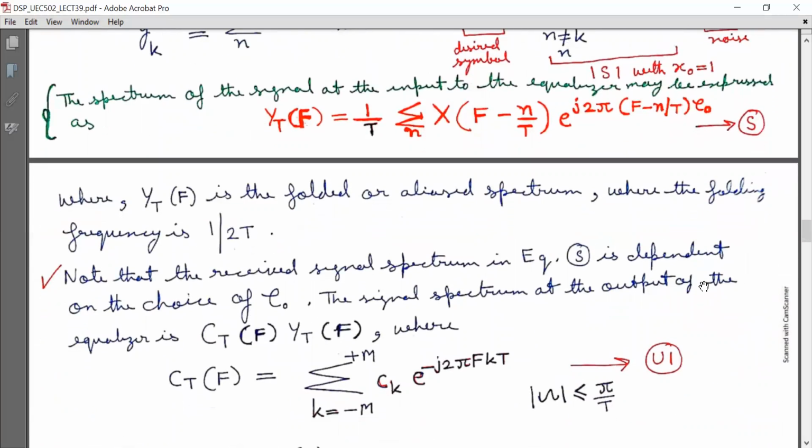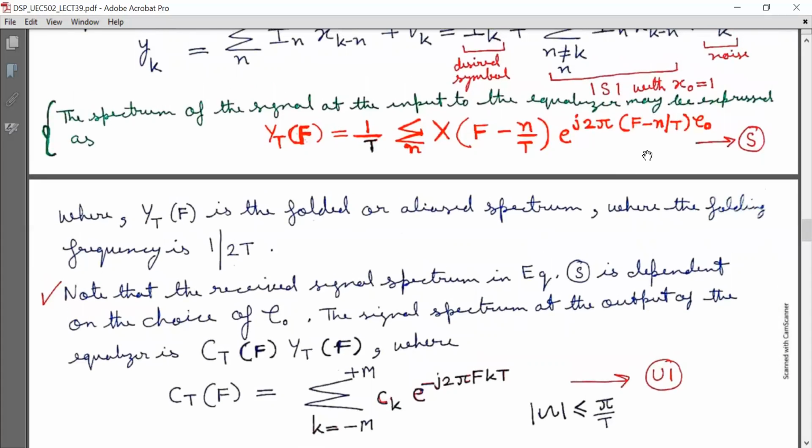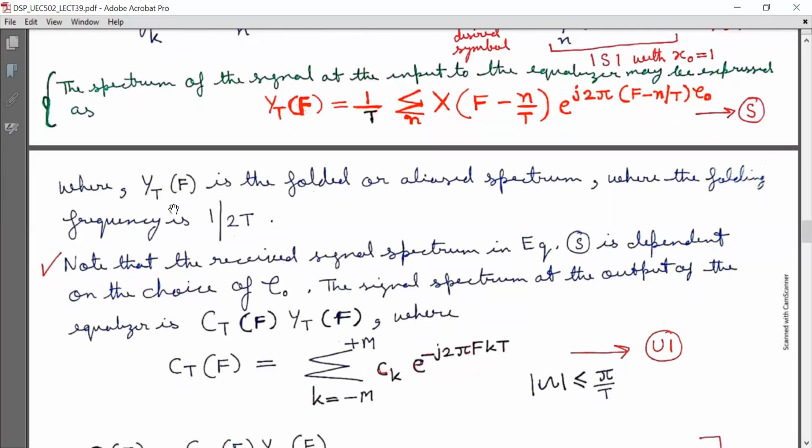The spectrum of the signal at the input to the equalizer may be expressed as Y_T(f) equal to 1 by T summation n X(f minus n by T) e raised to j 2 pi (f minus n by T) tau naught. Mark it as equation S. So you need to go through the article on sampling first, and then you will go through this lecture, where Y_T(f) is the folded or aliased spectrum, where the folding frequency is 1 by 2T.